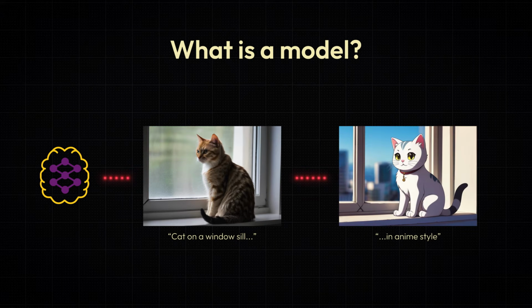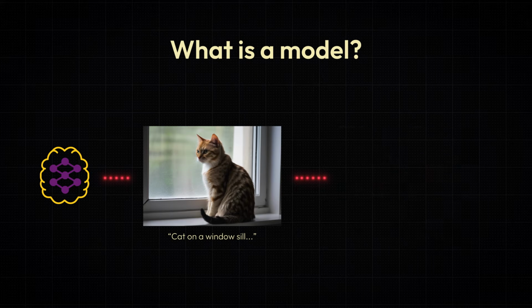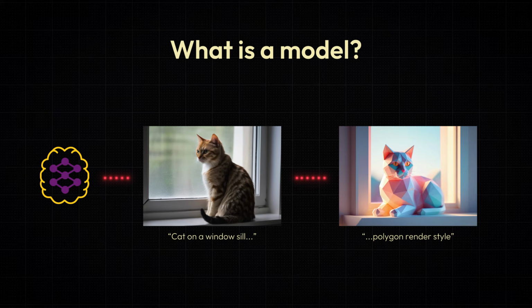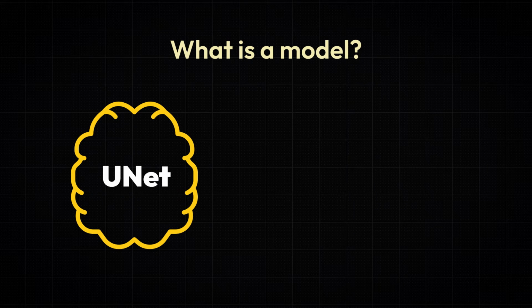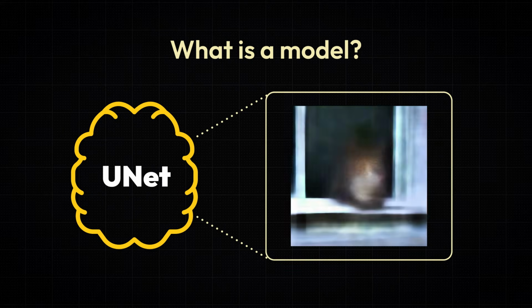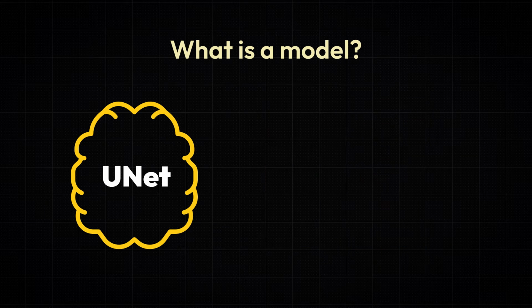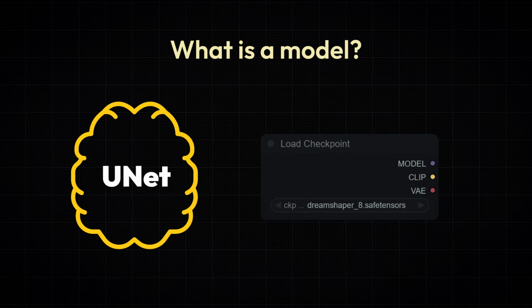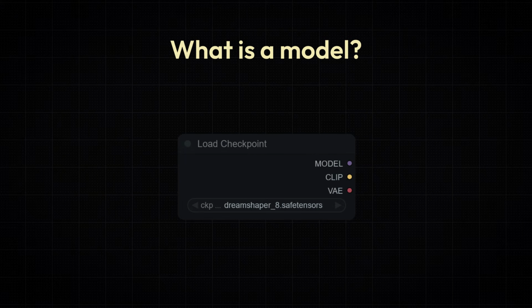Once it's trained, you can give it a text prompt, and it uses everything it has learned to generate a brand new image that matches your description. Inside the model, the component that does this work is called the U-Net. The U-Net is the part that actually performs this denoising process, starting from pure noise and gradually refining it into a clear image that matches your text prompt. So when we load a model in ComfyUI, we're really loading the brain that learned how to turn noise into art, the system that understands your words and brings them to life, one pixel at a time.